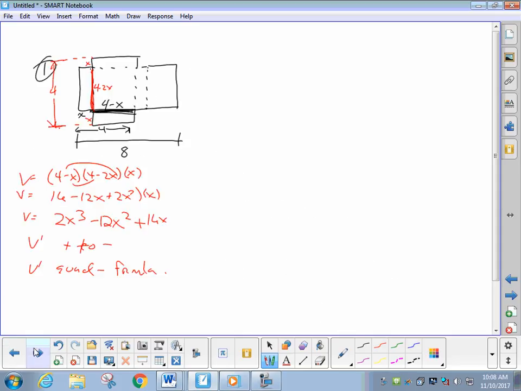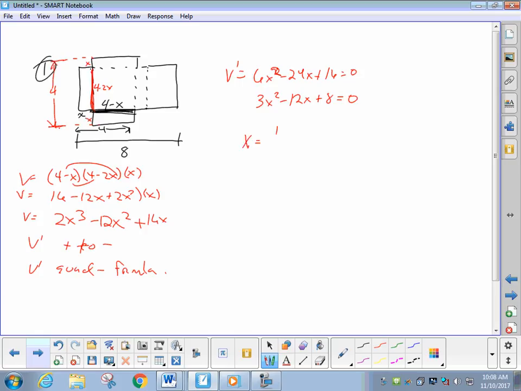I missed something else. So I had a v prime of 6x squared minus 24x plus 16. I dumped a 2, which wouldn't affect a sign test or anything like that. So 3x squared minus 12x plus 8. Try as I might, I could not get that to factor. Not everything does. So I went to the quadratic formula.